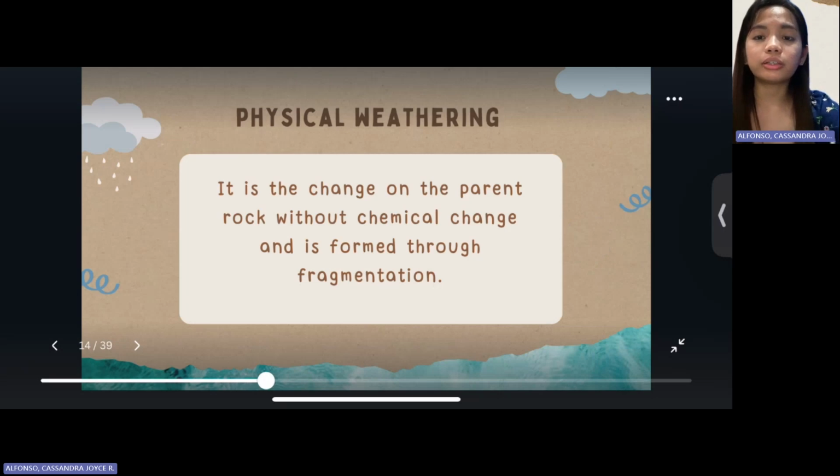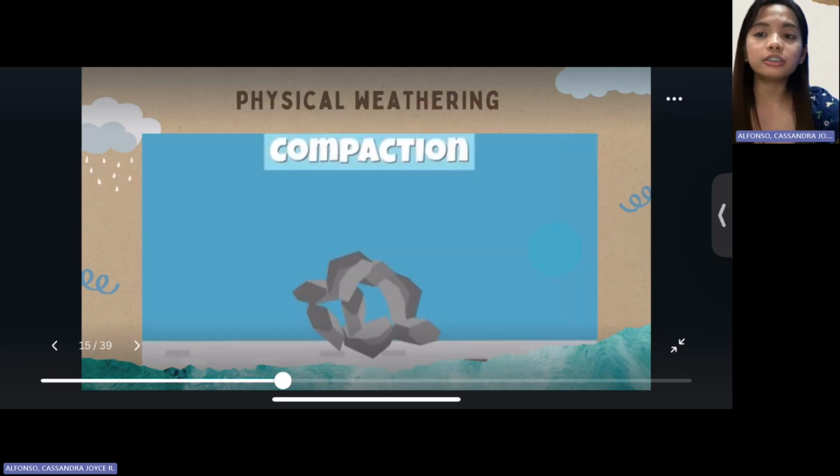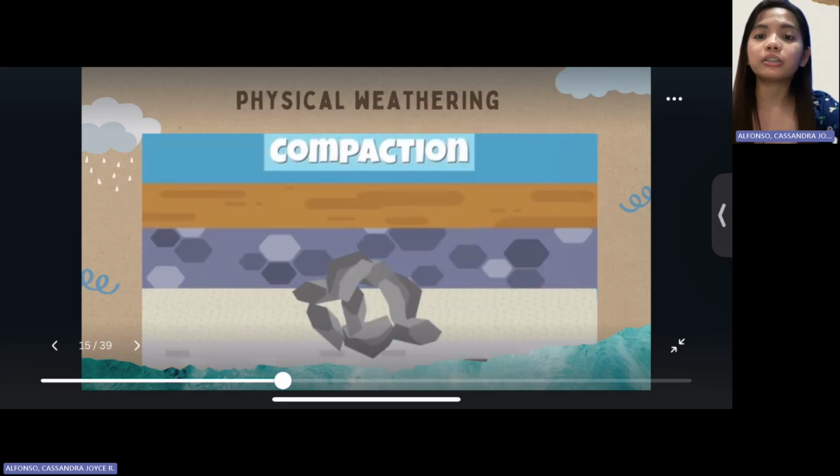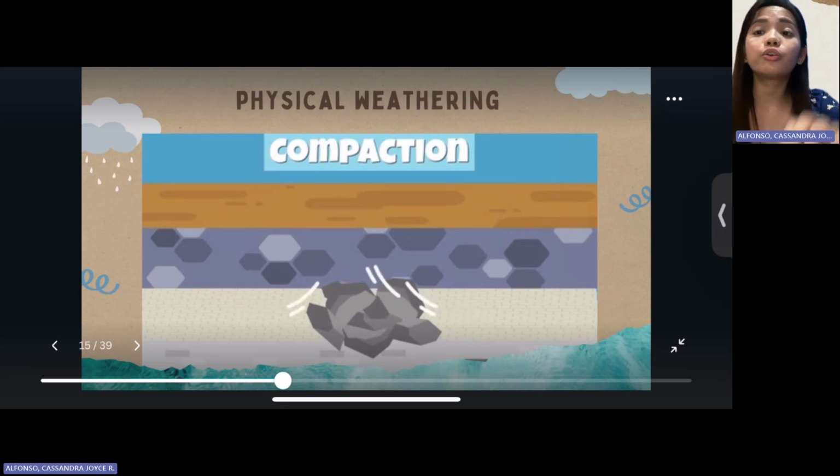So physical weathering. Physical weathering is a change of parent rock without chemical change and is formed through fragmentation. It can occur by expansion and contraction of rocks during freeze-thaw, heating, cooling, wetting, drying, or the break of rocks when the roots grow into rock features like our first example.